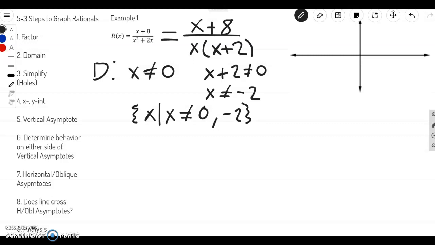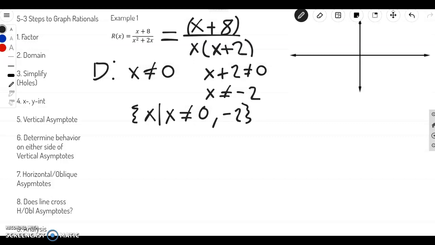That is step 2. Step 3, we're going to look at the equation once we've factored it and see, can I simplify this? Are there any factors in the numerator and denominator that are the same that I can cancel out? You'll notice the numerator has an x plus 8, the denominator has an x and an x plus 2. None of those are the same, so we are not able to simplify in this case. If you are able to simplify, that's going to create a hole in our graph. But we aren't there yet, so when we get to that example, we'll talk about that in a little bit more detail. We are done with step number 3.